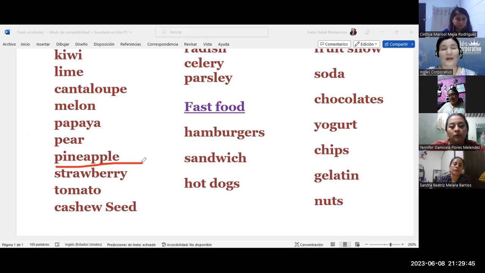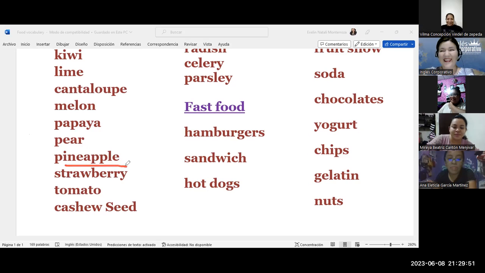Pineapple. Pineapple is where Bob Esponja lives. It's a pineapple. Una piña. Strawberry, right? The next one is tomato. Tomato is also considered a fruit and a vegetable, right? It's a fruit and a vegetable, the tomato.